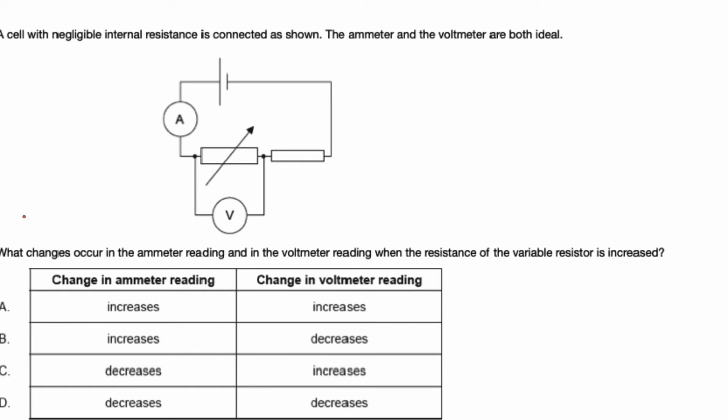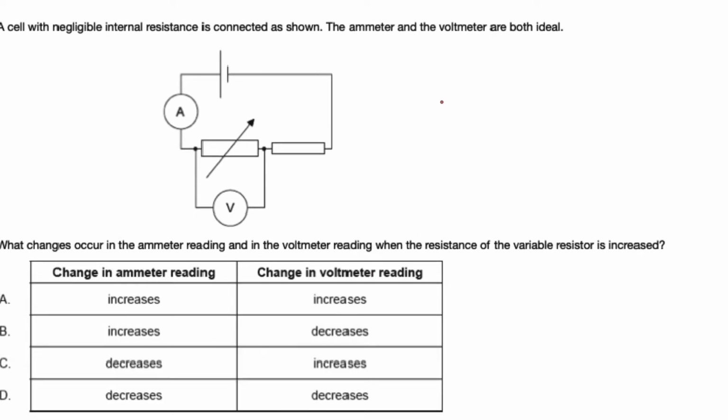A cell with negligible internal resistance is connected as shown. The ammeter and the voltmeter are both ideal. What changes occur in the ammeter reading and the voltmeter reading when the resistance of the variable resistor is increased? So if the resistance of the variable resistor RV increases, because it's in series, then we know the sum of the resistance increases. And because resistance increases, current is going to decrease.